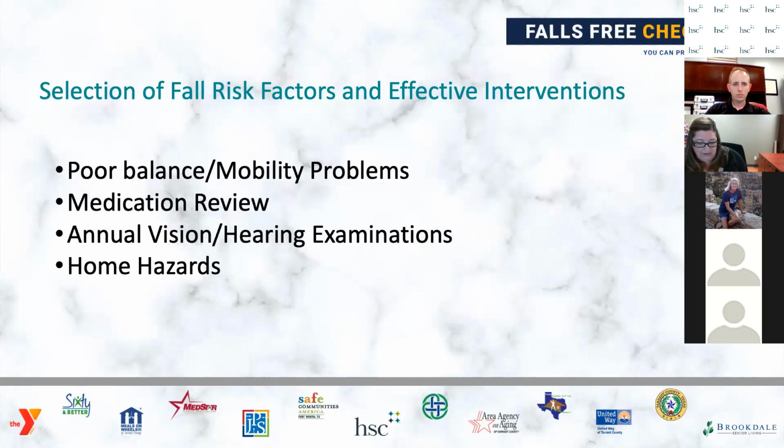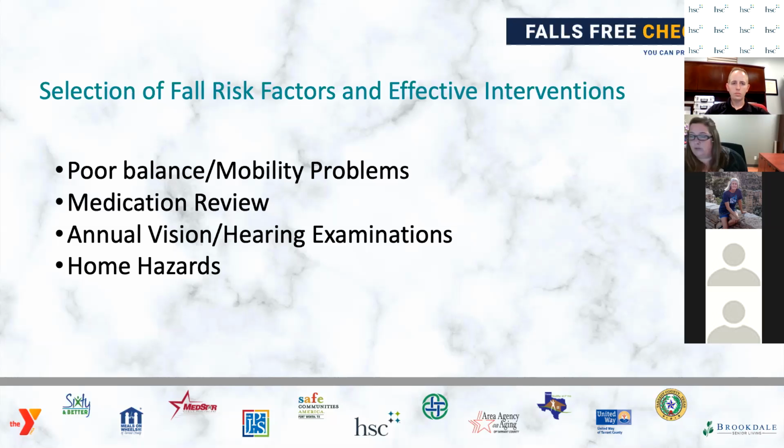Poor balance, in addressing it in the STEADI, Stay Independent, it can help us determine whether you need any type of evidence-based programming that can help with mobility or strengthening, such as Tai Chi, A Matter of Balance, Bingocize, some of those things that we will be talking about later this week.